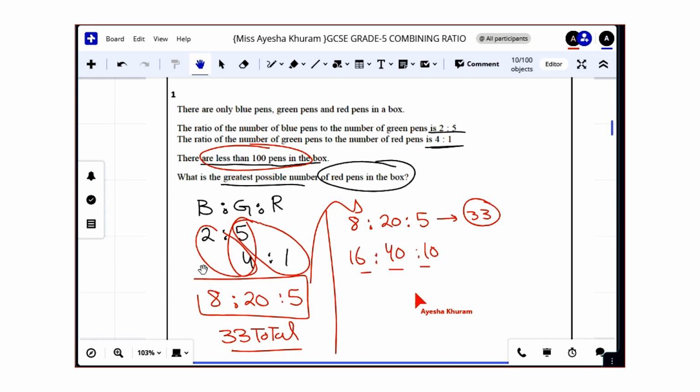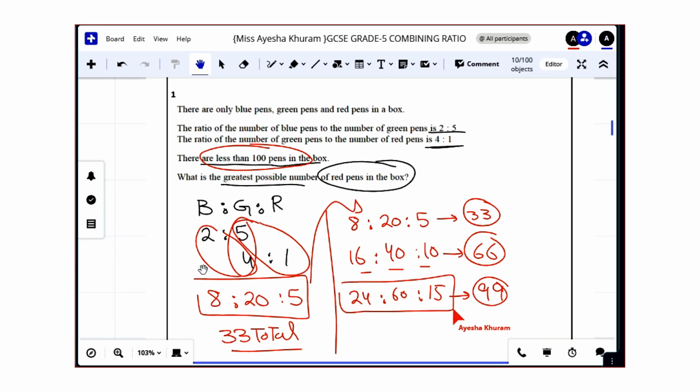When I add this up, I get 66, which is still a low number, so let me try more. I make one more equivalent: 8 times 3 is 24, 20 times 3 is 60, and 5 times 3 is 15. When I check that, the total is 99. Yes, so this one gives me less than 100 pants in the box. So the greatest possible number of red pants is 15, and that is my answer.